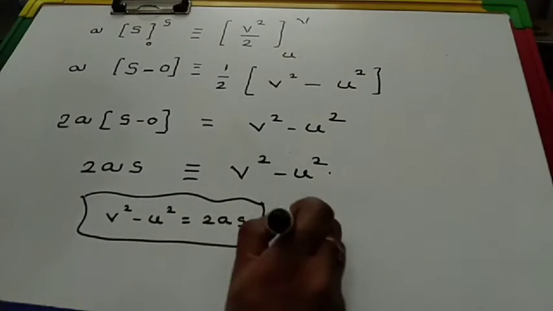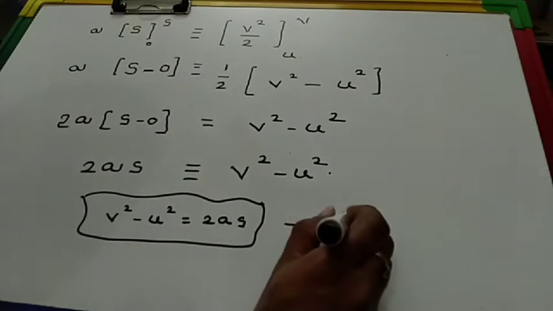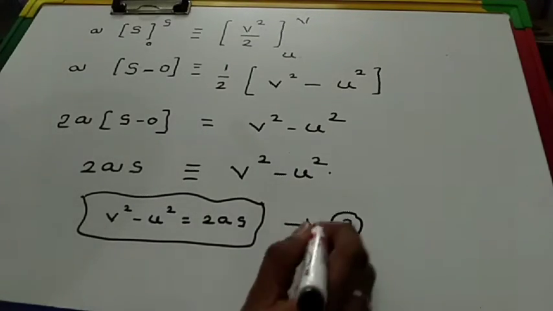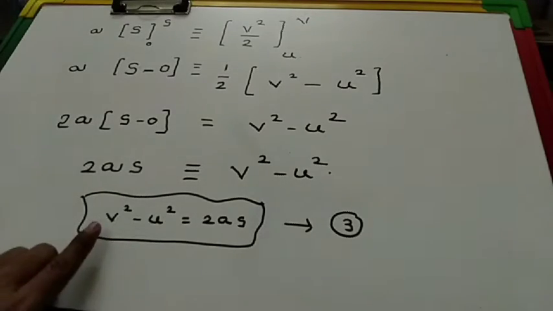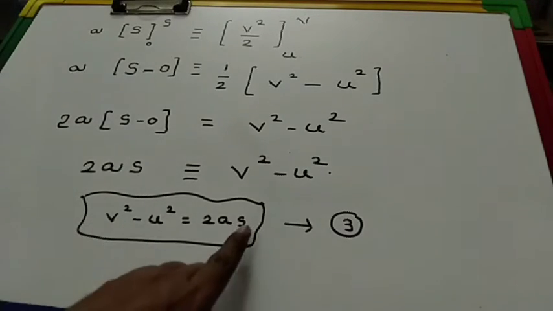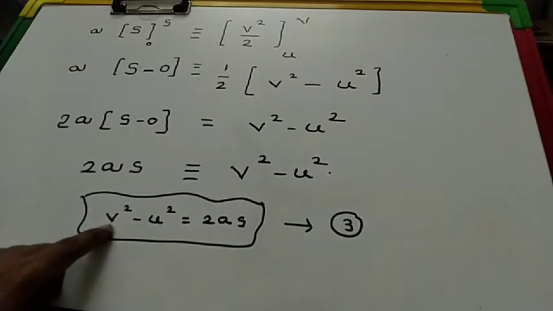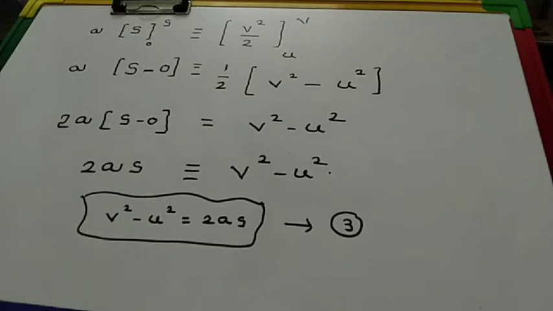This is called the third equation of motion. This is equation number 3. This is called the third equation of motion, or velocity position relation, velocity distance relation. I hope you understood about the third equation of motion.